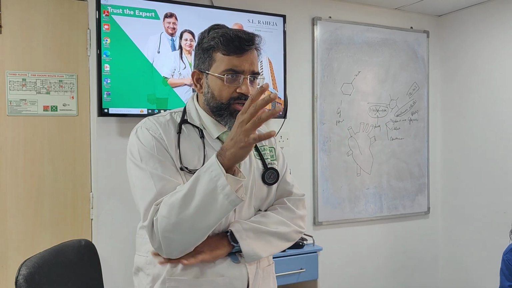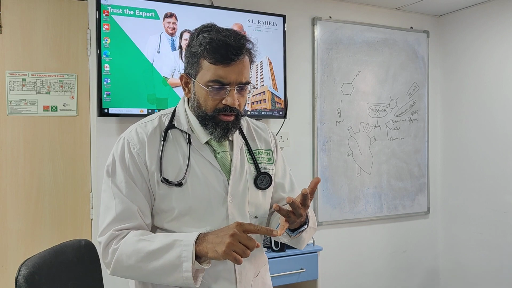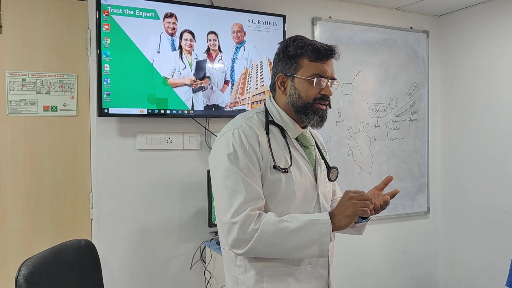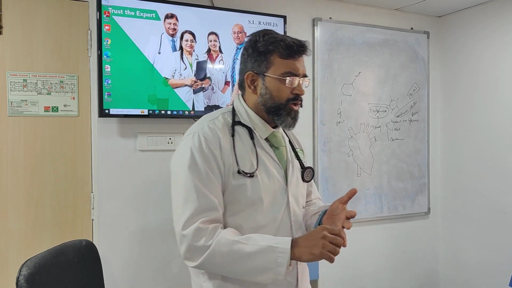Okay, now when we come to acute liver failure, we further divide into three parts, right? We divide into hyperacute, acute, and subacute. And this is completely related to the onset of encephalopathy after jaundice. Onset of encephalopathy after jaundice.